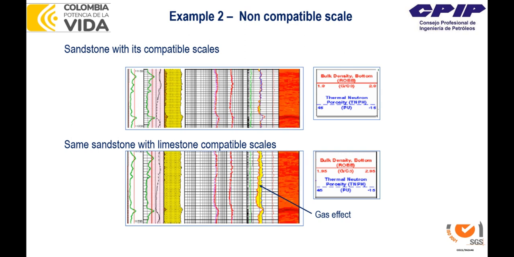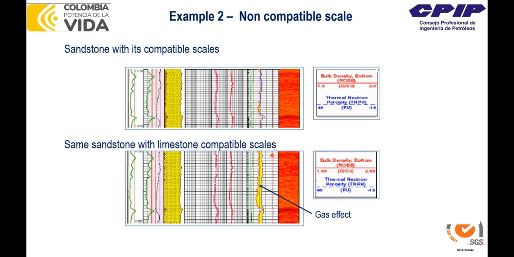In example number 2, let's see the difference with the non-compatible scale. Like in the top picture here, the neutron and density curves overlay. Let me show you this overlay, in the sense of a non-compatible scale. But when presented on the limestone compatible scales, we will see the false gas effect. So please avoid this error.